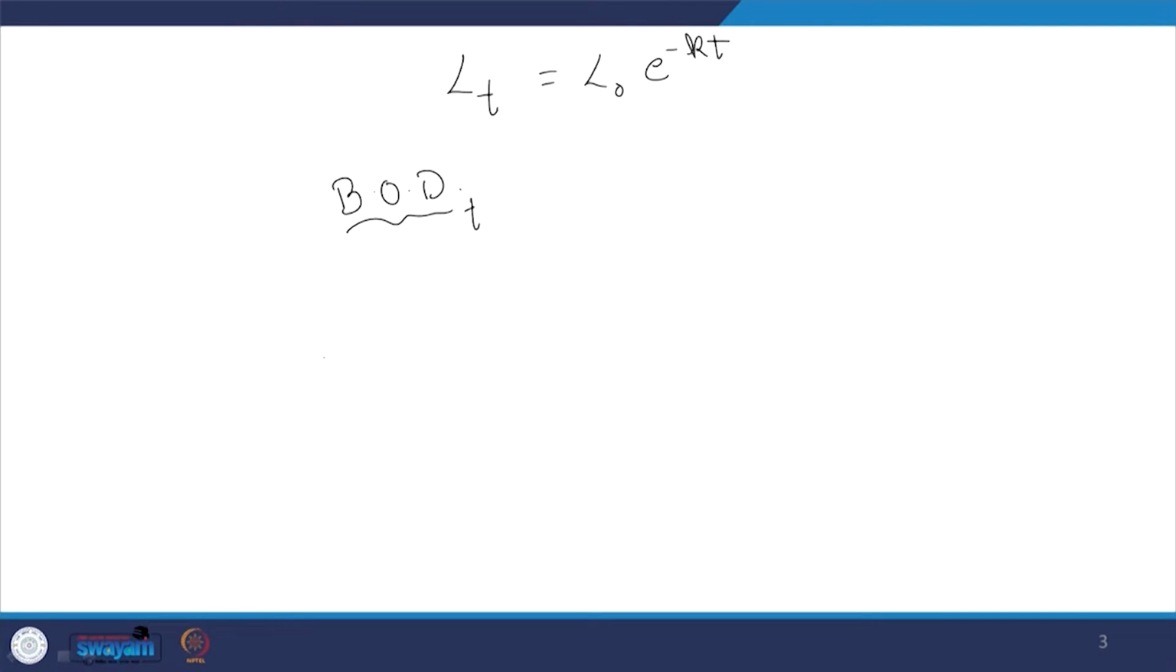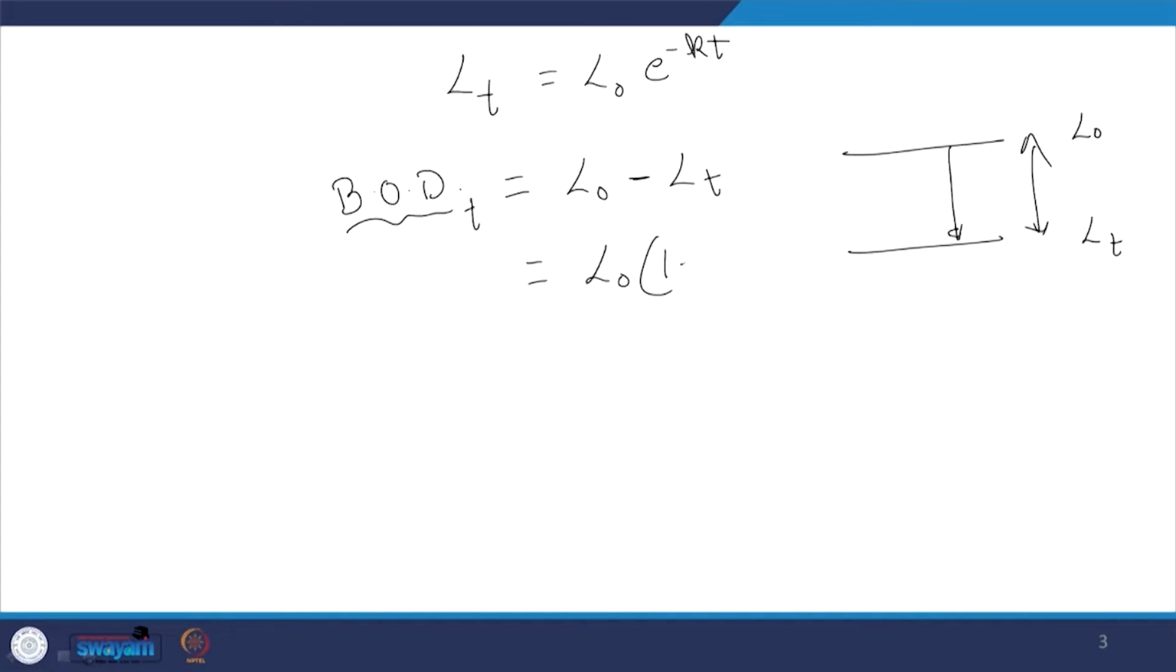So, it is the difference between the initial organic content and the organic content after time t. The oxygen consumed by the microbes in bringing down this organic content from L naught to Lt. So, when we talk about BOD, it is the initial organic content minus the organic content at time t. So, BOD at time t is equal to L naught into 1 minus e power minus kt. That is something for us to keep in mind.